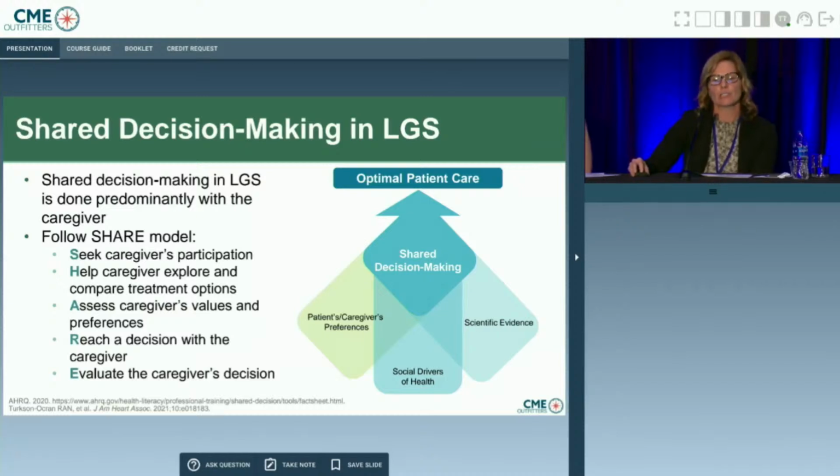You want to reach a decision with the caregiver. So you're not going to dictate what their next step is. They should walk out of that office feeling like they made the decision. I think that's ultimately my goal. And then you evaluate that caregiver's decision. Bring it back and say, we discussed these options and this is the plan that we went with. How did that work? How are things going?